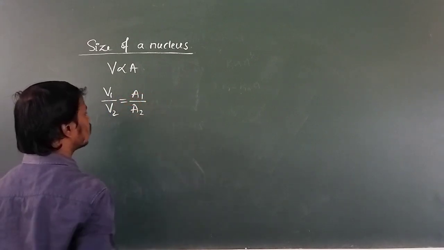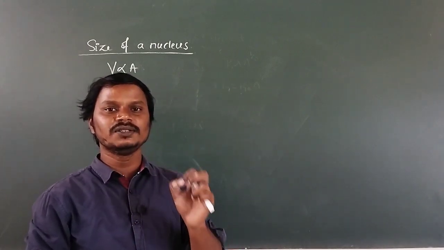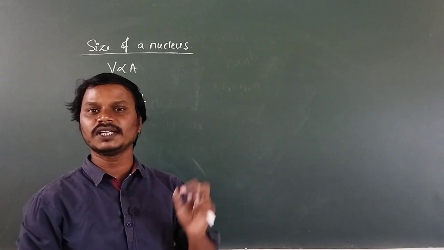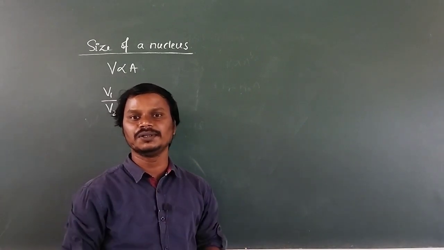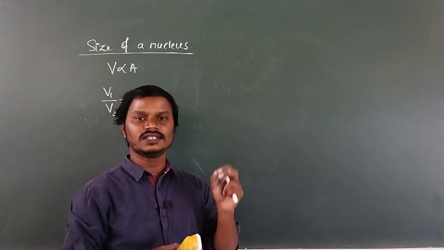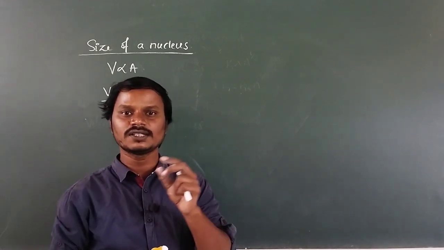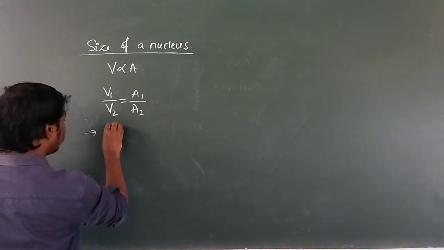So this is all about the size. Then what about nuclear density? The nuclear density is independent of mass number, which means nuclear density is the same for all the nuclei. That is why the ratio of nuclear density is always 1:1. So this is a very important point.